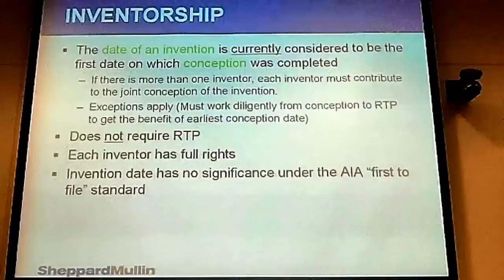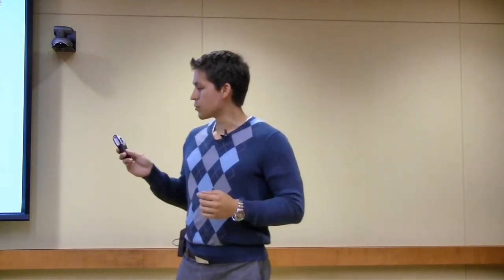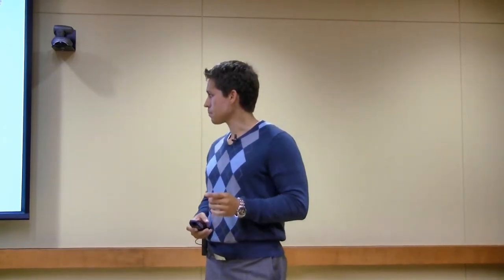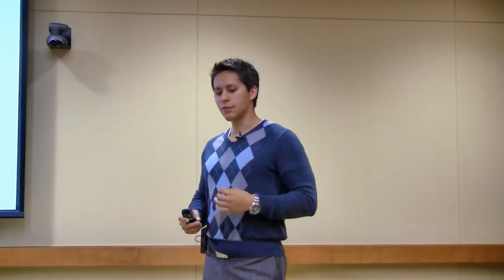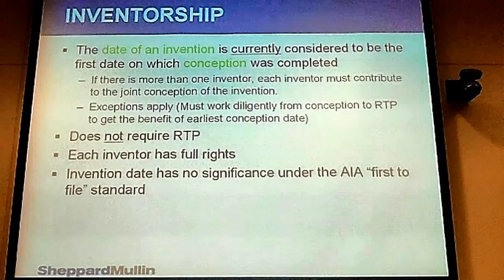So the date of the invention is currently considered to be the first date on which conception was completed. There is an exception to this. If you conceive of an invention, but then don't do any work to reduce it to practice, then you will not get the benefit of that conception date. You would have to have worked diligently from conception to reduction. That time when you first started to work towards that reduction to practice is when you'll get that date. Each inventor, if you have a team of inventors, will have full rights to that invention.